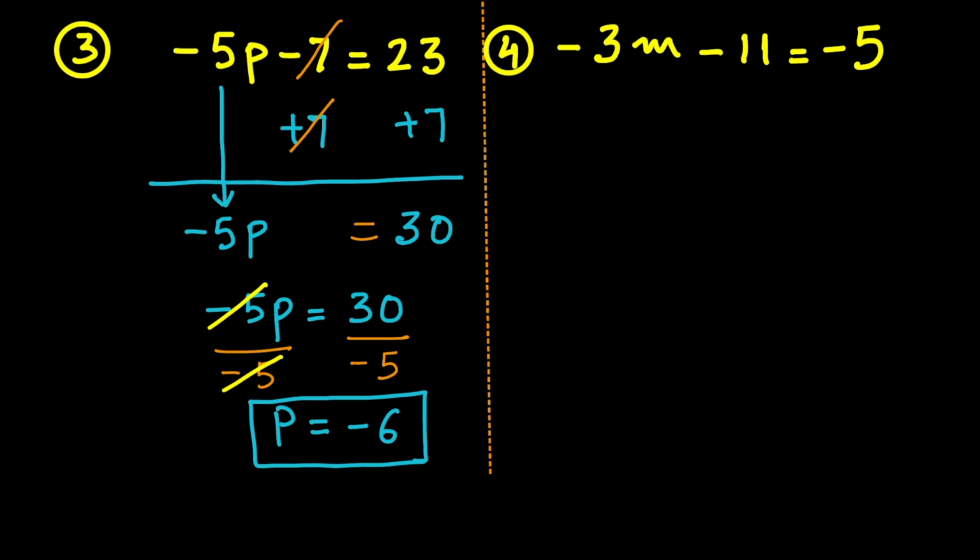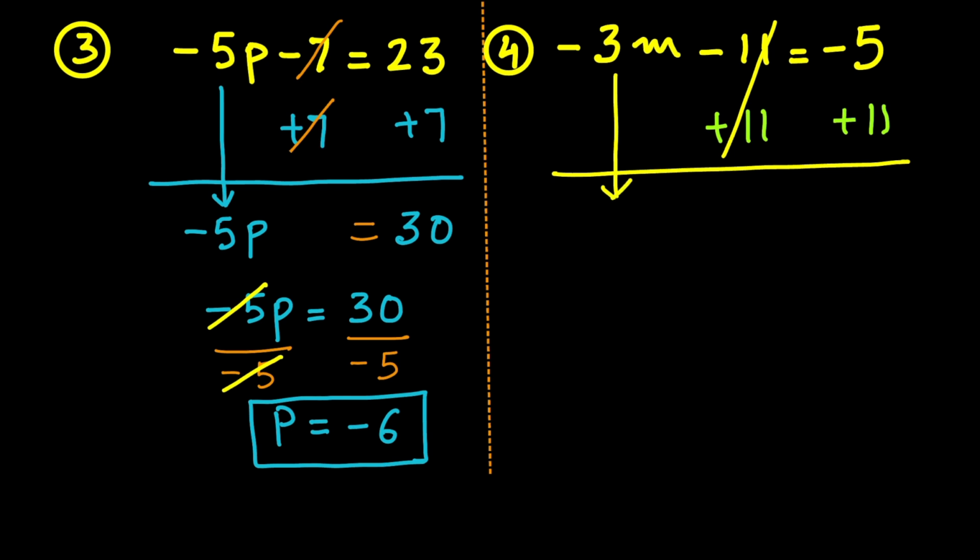Example 4. Minus 3m minus 11 is minus 5. Again the variable here is m, and the coefficient is negative. Here we have minus 11. So the first step we do here is add 11 on both sides. This minus 11 and plus 11 cancel out. This we write under the same. So minus 3m equals, negative 5 plus 11, which will be positive 6. So we get minus 3m is equal to positive 6.